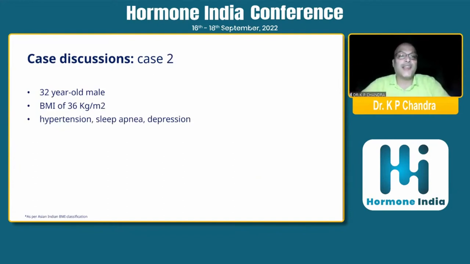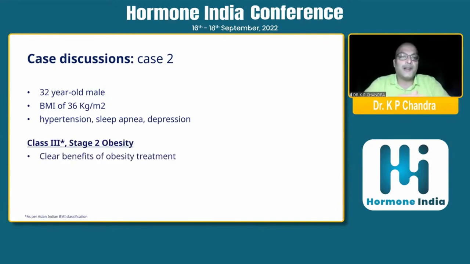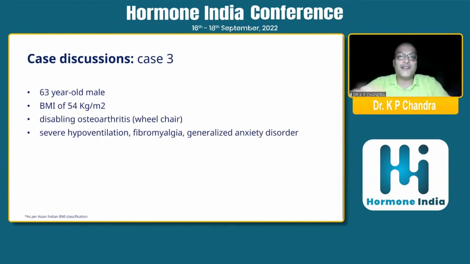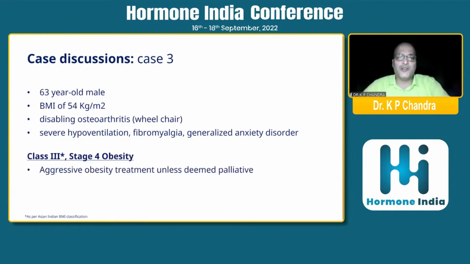Let us think about a second case, a 32-year-old male with BMI 36. He has got hypertension, sleep apnea, and depression. So he's in class 2 obesity, but stage 3 as per EOSS. He has clear benefit from obesity treatment. Let us think about another case, a 53-year-old male, BMI 54, disabling arthritis, severe hypoventilation, fibromyalgia. Now, he's in stage 4 of obesity, needing aggressive obesity management, and surgery is required in this patient.